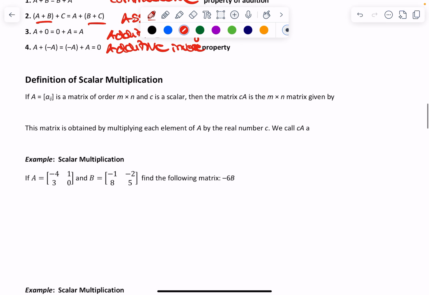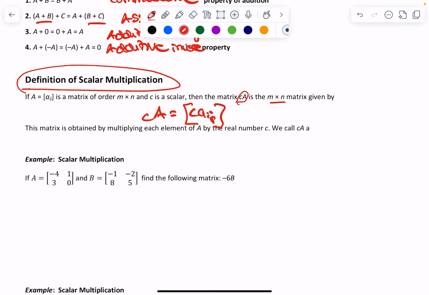Okay, next we're going to define scalar multiplication. If we have matrix A, a matrix of order n by n, and c is a scalar, then the matrix cA is the n by n matrix given by this. This means that we are multiplying each element by c. So this matrix is obtained by multiplying each element of A by the real number c. We call cA a scalar multiple of A.